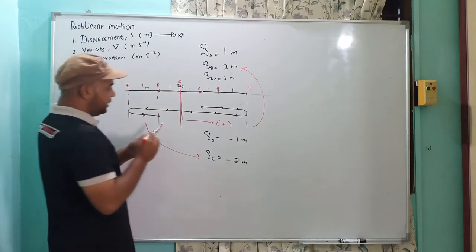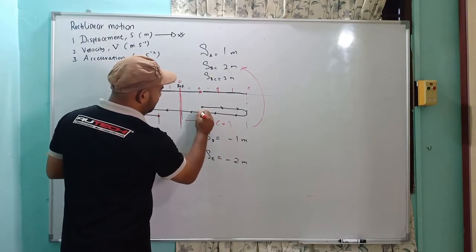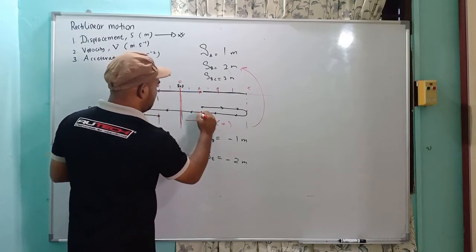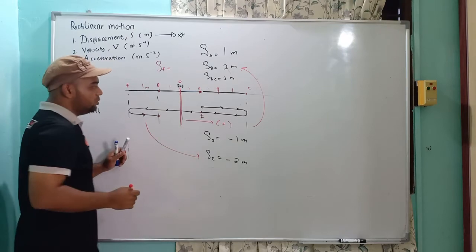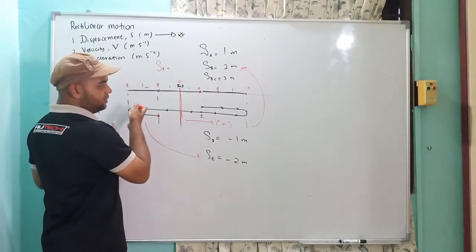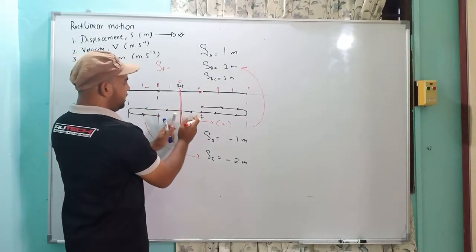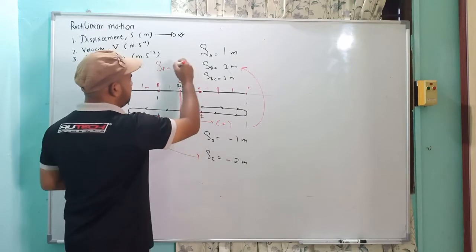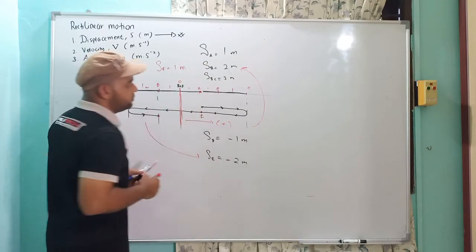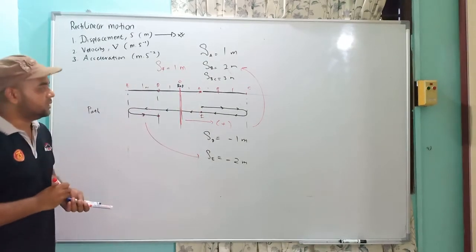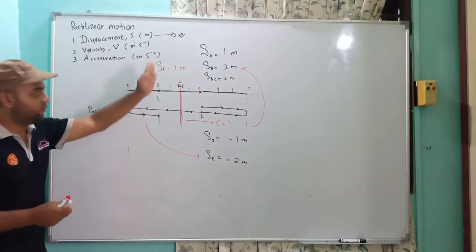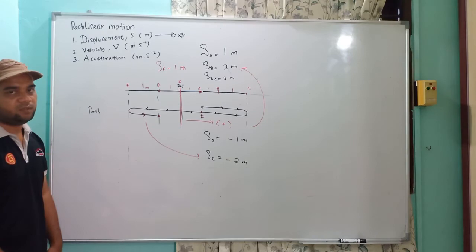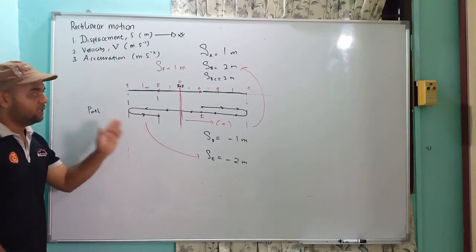If I take one more point here, point F, the displacement of F is 1 meter, even though it is moving in this direction, because it is to the right of the reference point. So the difference in displacement, positive and negative, depends on the position from the reference point, how much it is displaced from the reference point.